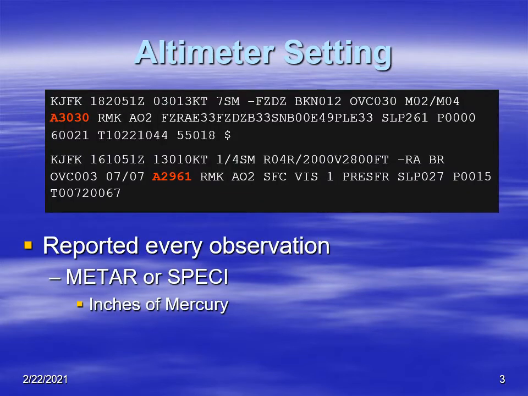The altimeter setting is reported in METARs, and it's reported with every METAR every time, whether it be a special observation or a routine observation. It's reported in inches of mercury. It starts with an A, and you put a decimal point after the 30 or the 29 to give you an accurate reading of pressure.